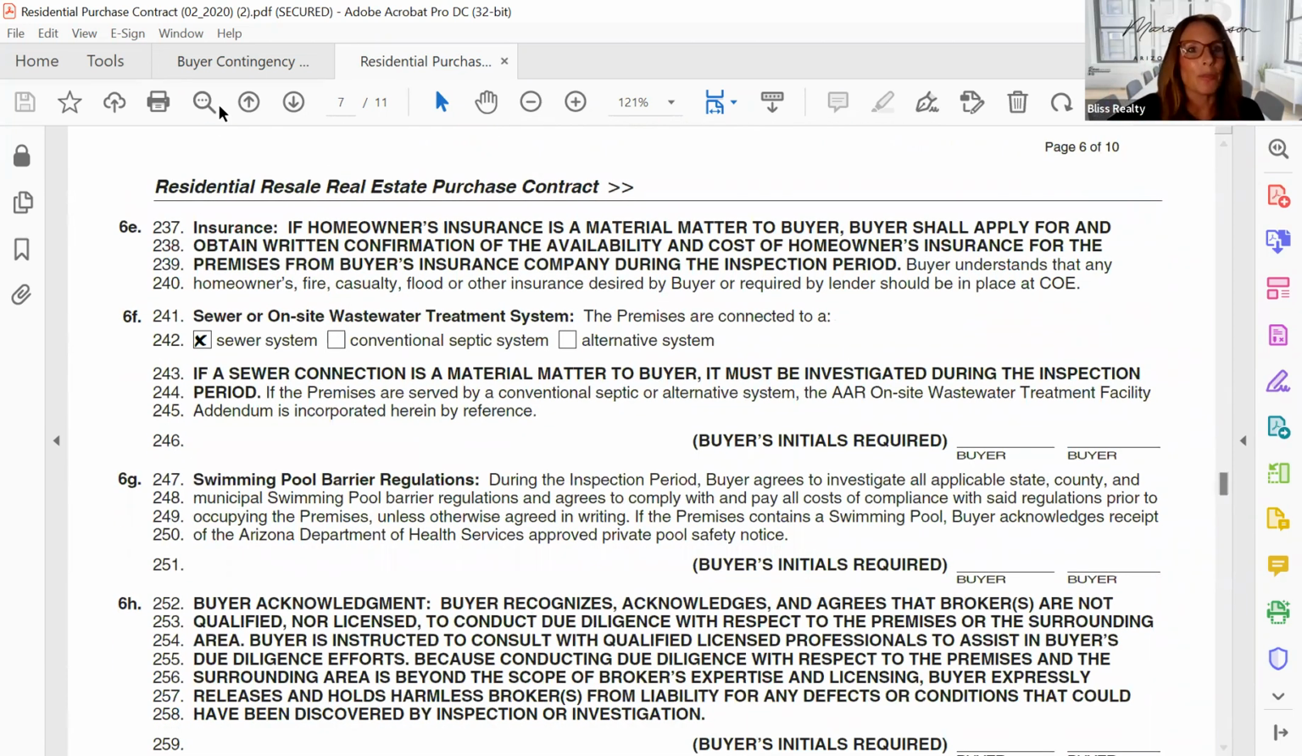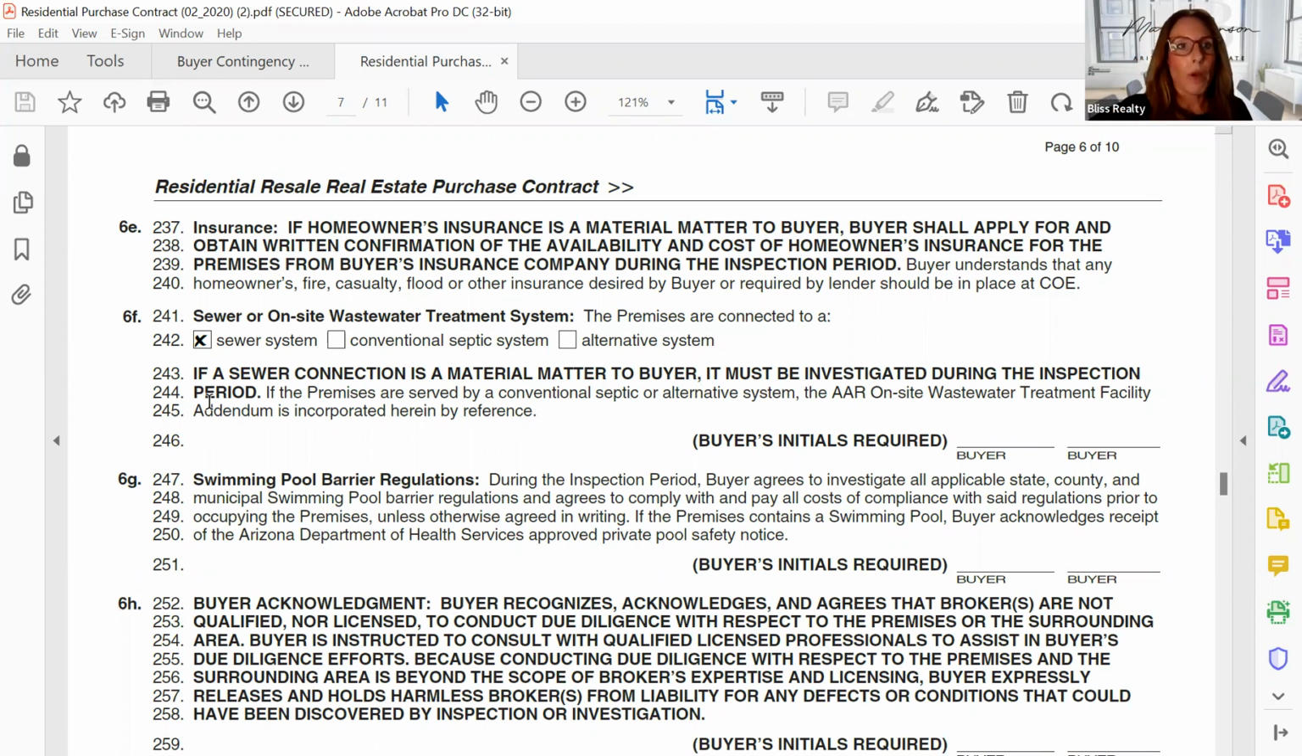So, this is actually really, really important. Right here is checking sewer or septic or a different system. There have been cases where a house has septic and an agent has checked the wrong box, and that is a lawsuit for you. And it'll be a lawsuit because it doesn't matter what the buyer has signed. If there's a screw up, you're going to get pulled in.